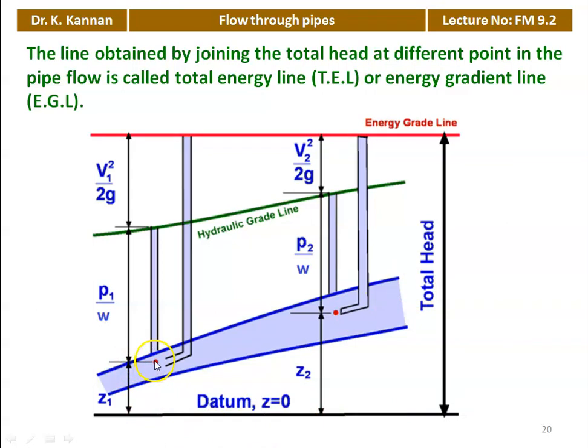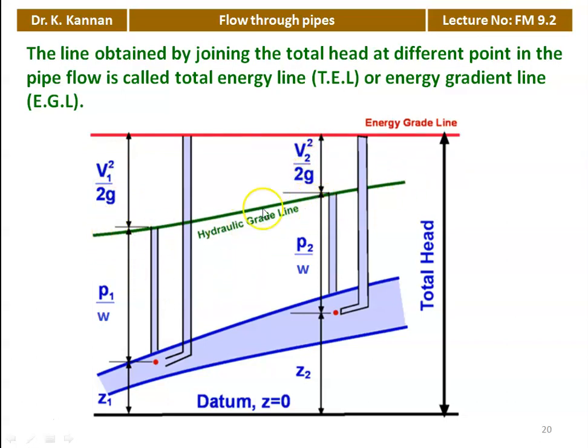We have one point here and another point here. At this point, point number 1, the height is Z1, and at point number 2, the height is Z2. We calculate the piezometric pressure head using the manometer and the piezometer; here also, we fit the piezometer to measure the pressure head. So, here the pressure head is P1 by W and here the pressure head is P2 by W. Then we measure the velocity using a proper instrument, the pitot tube, and the velocity head here is V1 square by 2g, and here it is V2 square by 2g.